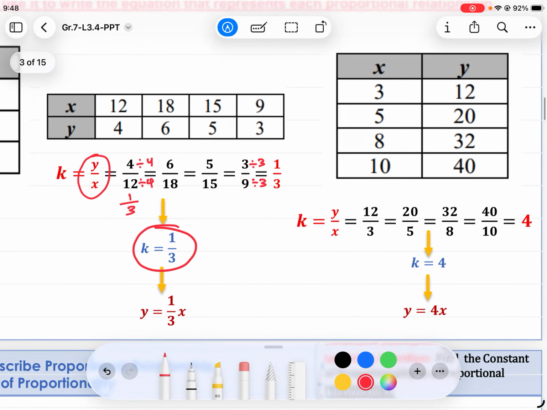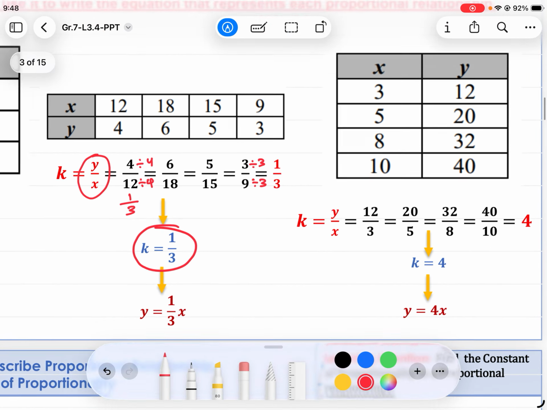It's the same idea. When you divide 12 divided by 3, that's 4. 20 divided by 5, so you just have to divide each value of y by each value of x, and you're going to get here the value of k will be 4.